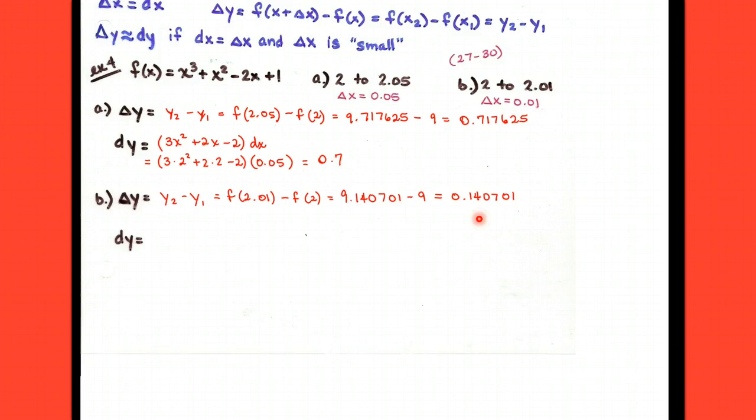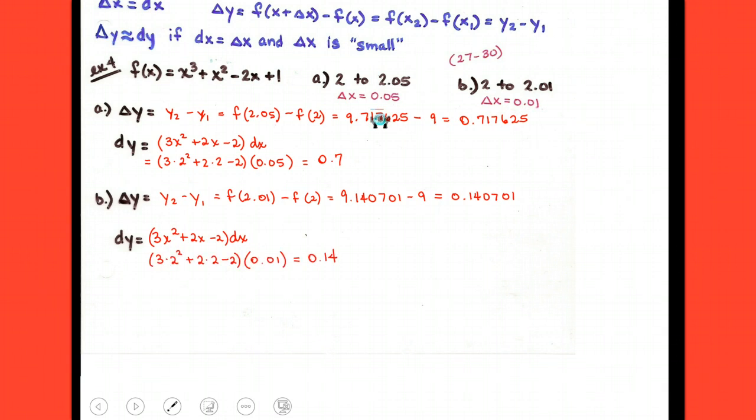All right, then let's find dy. So dy is still going to be the derivative times dx. We're still going to plug in that same value of 2 for x. So really the only thing that's going to change is that we're using the change in x of 0.01 instead of 0.05. So on that second part, everything stays the same, you'll notice, except we just replace 0.05 with 0.01.